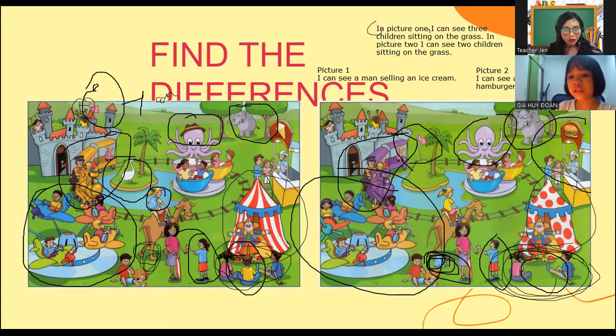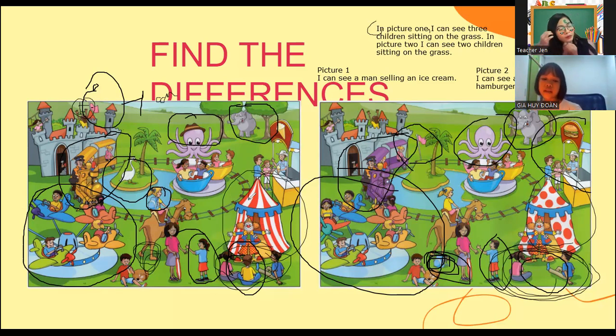Purple flag? Yes. So in picture one, the flag is on the castle. In picture two, the flag is next to the coconut tree. Okay, correct. In picture one, the flag is on the castle. In picture two, the flag is next to the coconut tree. Okay, how about the tent?